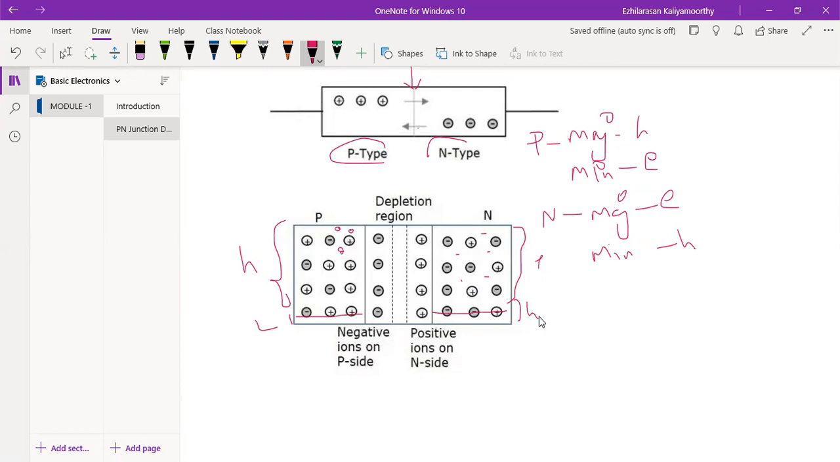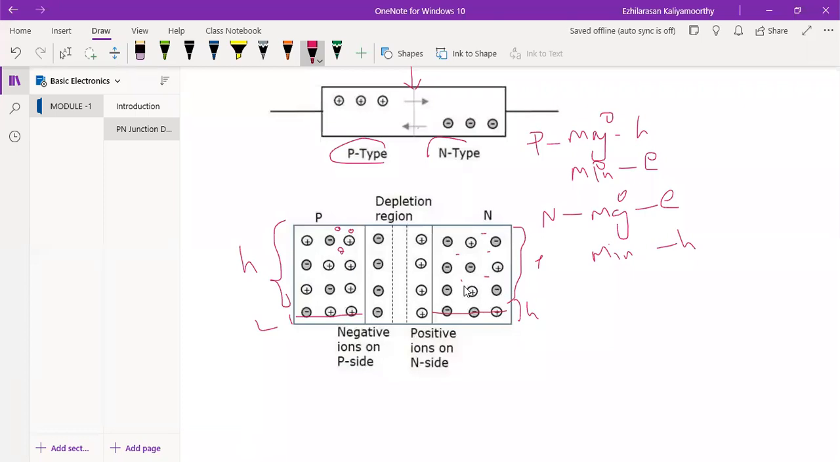Now, next, what will happen here, as the opposite charges: here the holes are positive, in the sense the higher concentration, or majority carriers, are holes and minority carriers are electrons. Here majority carriers are electrons and minority carriers are holes.